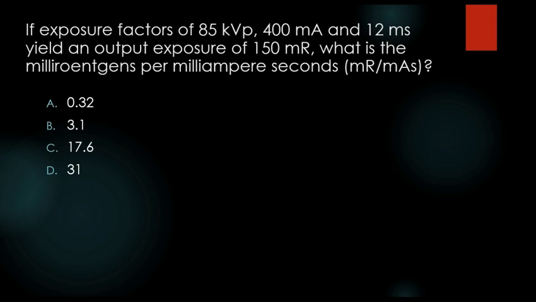Okay, so now that you've had a little bit of time to think about it, what do you think? Okay, well, I kind of gave it away with a mistake on my part. I had the answer in here, so as you know, the answer is D, 31 milliroentgens.